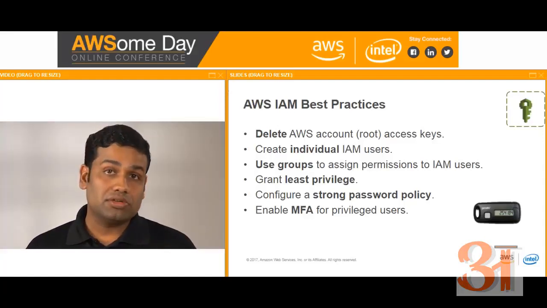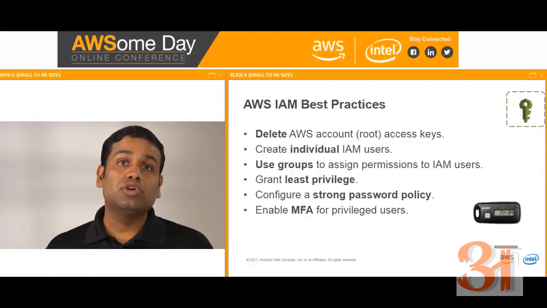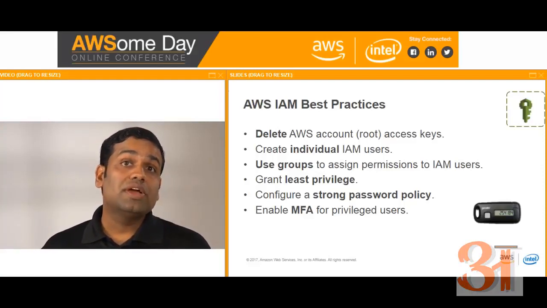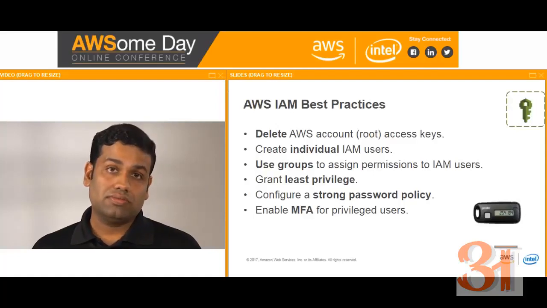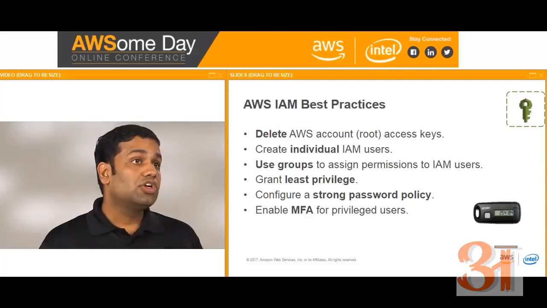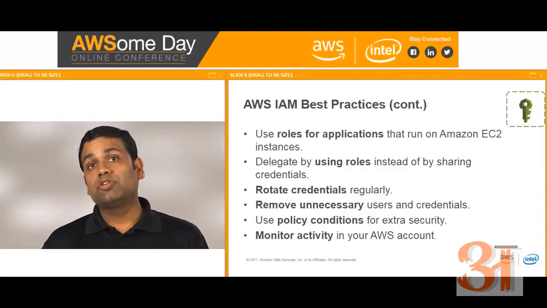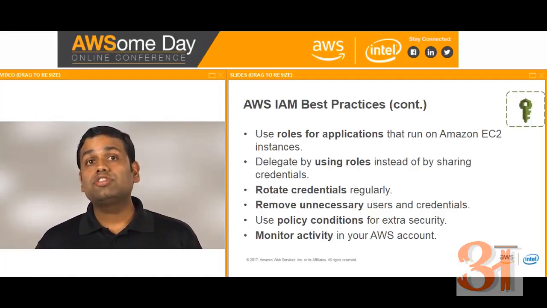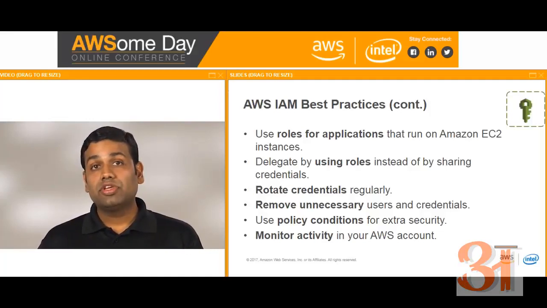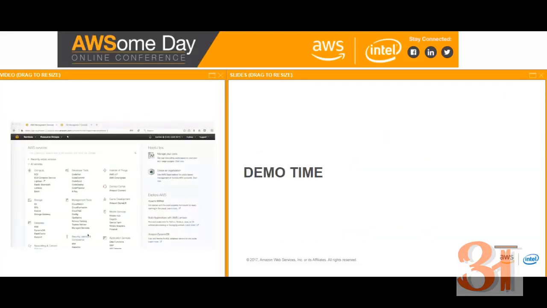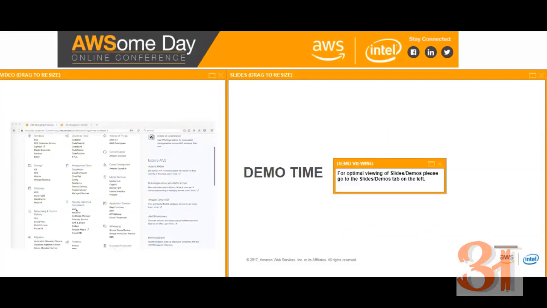As the user base increases, consider using groups to manage multiple users. Use multi-factor authentication. Have a strong password policy, etc. Rotate credentials for programmatic access. Use conditions in policies to make them more stringent. Monitor user activity, and so on. Let us now look at an AWS IAM demo.